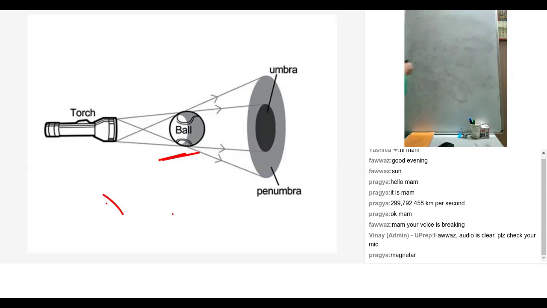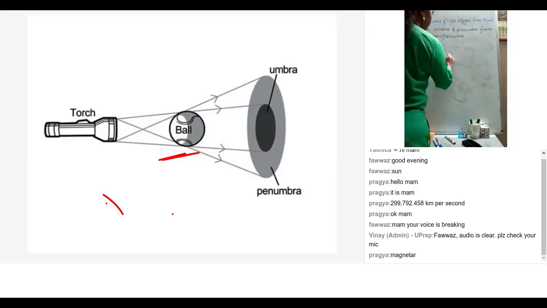So I'll be considering a case when source of light is bigger than the object. Then what do you think? Only penumbra forms or both forms? Both umbra and penumbra form. When the source of light is bigger than the object, the shadow will have both umbra and penumbra regions. And umbra is less than penumbra. Did you understand what I mean?